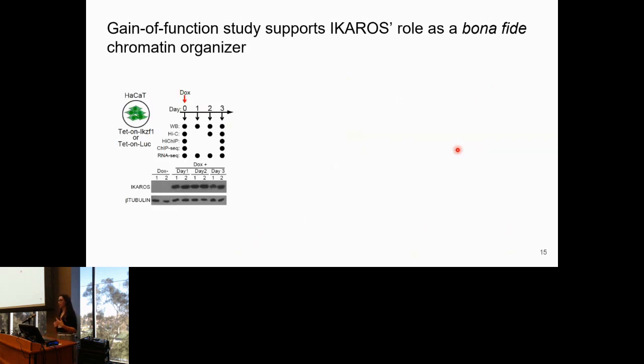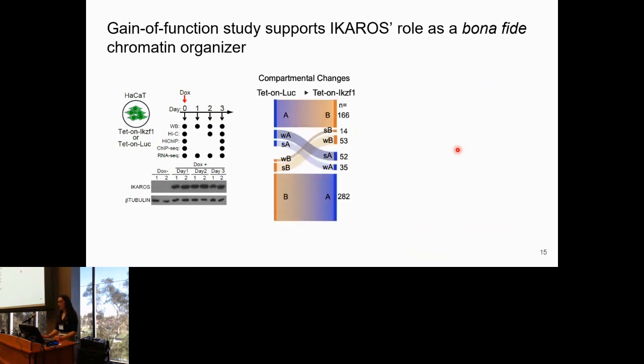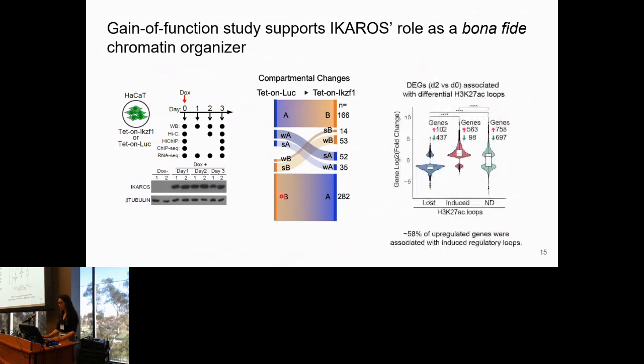Finally, to confirm Icarus' ability to promote interactions and also to organize the genome, we perform a gain-of-function experiment where we induce the expression of Icarus in HaCaT cells, where it is not normally expressed. After the induction of expression, we saw multiple compartmental changes, most of them shifting towards euchromatin and some of them towards heterochromatin. When we associated the differentially expressed genes with regulatory loops, we saw that around 60% of the upregulated genes were associated with loops that were induced after Icarus was expressed.